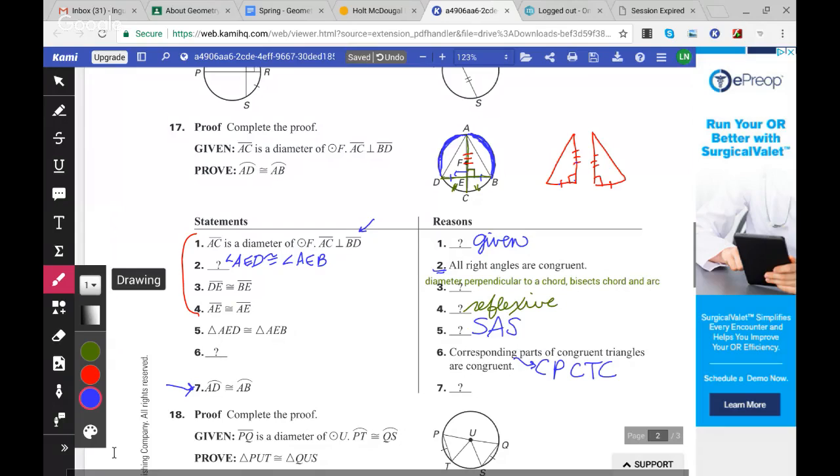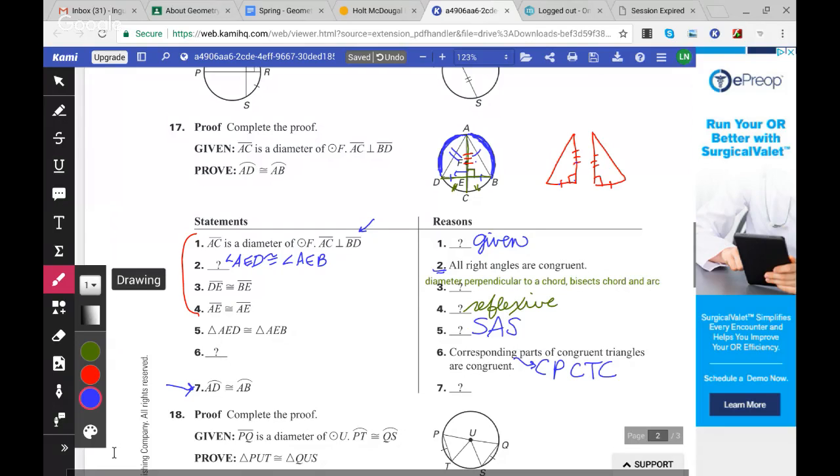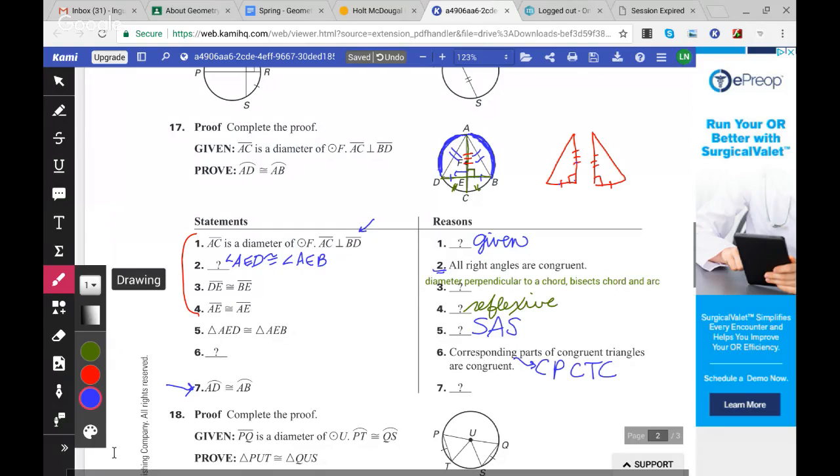So if I want those arcs to be congruent, which chords need to be congruent? AB and AD. Why do we know they're congruent now? Is that because of hypotenuse or the CPCTC? Now that we have these two triangles and we know they're congruent, we know that all their parts that match up are congruent. So we can say that the hypotenuse is congruent to the hypotenuse because of CPCTC.